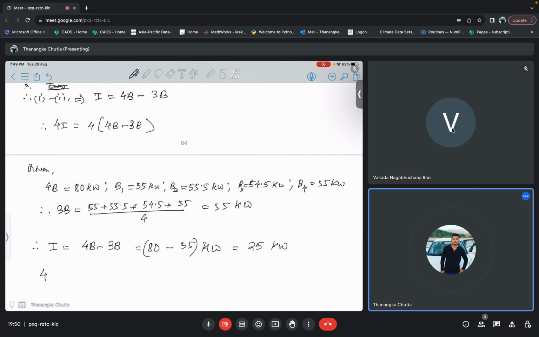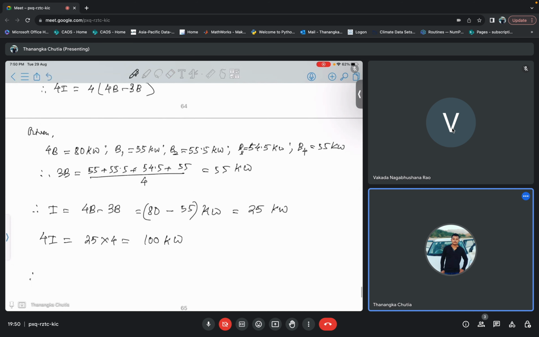And therefore my 4I is nothing but 25 into 4, and that is 100 kilowatt. So therefore mechanical efficiency will be equal to what? Net BP divided by net IP. That means for the 4 cylinders working together, this is given as 80 kilowatt, and this we have just calculated as 100 kilowatt, so this will be nothing but 80%.